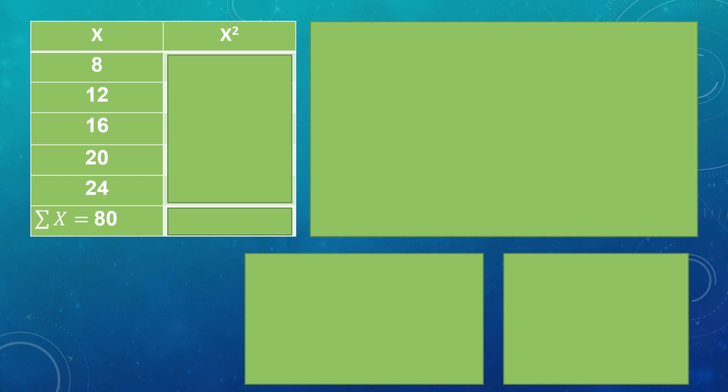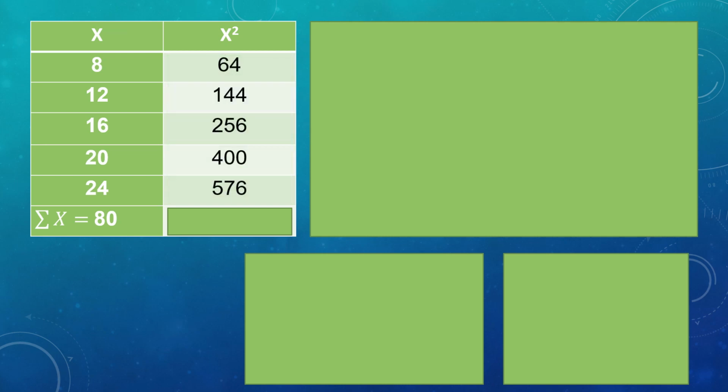Now the next step is getting the square of the value of x. So 8 times 8 is equal to 64, 12 times 12 is 144, 16 times 16 is equal to 256, 20 times 20 is equal to 400, and 24 times 24 is equal to 576. The next step is adding all the numbers on the x squared column. So 64 plus 144 plus 256 plus 400 plus 576, the result is 1,440. Therefore, summation of x squared is equal to 1,440.